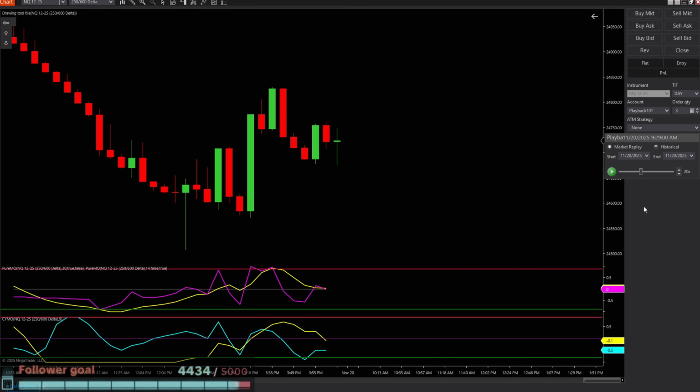Now, this is not your average chart. It's not about candlestick patterns. It's not about swing highs and lows. It's about who's actually hitting the gas, buyers or sellers, and how hard they're stepping on it.